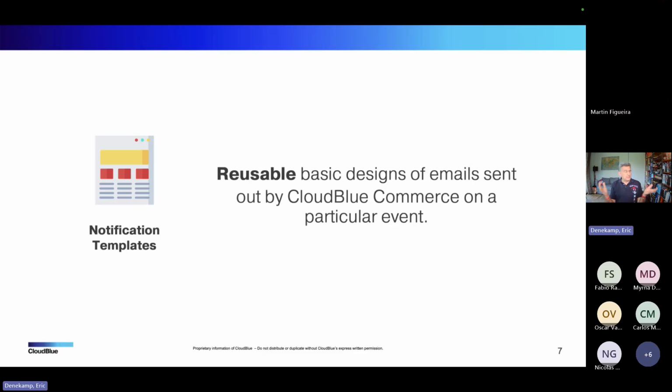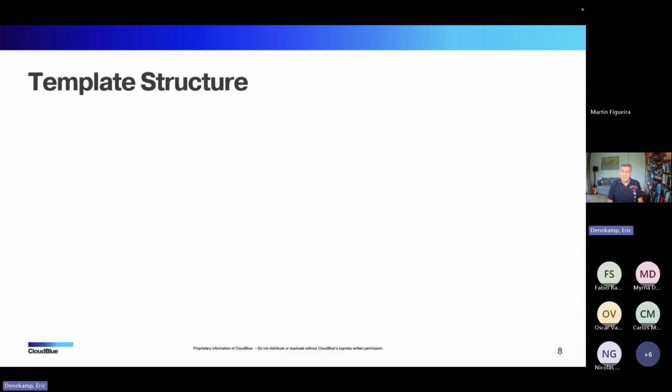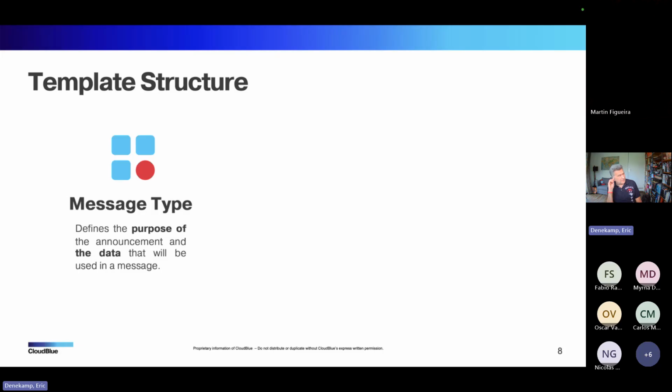What does that mean? It simply means that we pre-build our messages, our emails that we want to send out, and then assign them to those specific events. And the moment that event pops up, the system will pick that template and send it to the customer. So what is the structure of that template then? And there are basically what we see here, and I'm going to demonstrate it later.